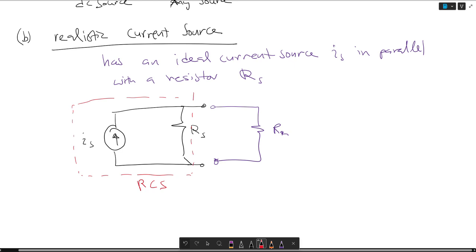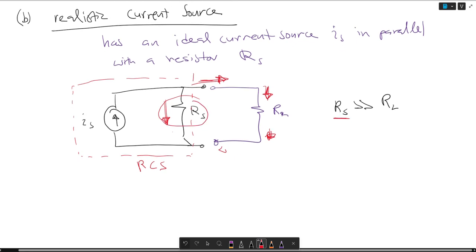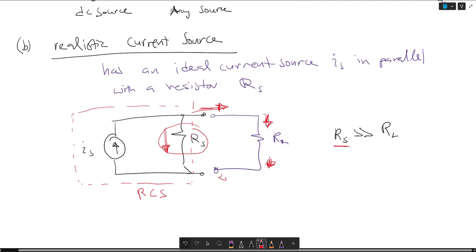And in this situation, RS is way bigger than RL, because we want all my current to flow in this path. If RS is extremely big, none of the current will want to flow there. If you remember our past examples of the highway versus the side streets, the current is going to want to flow here because there's a lot of traffic there. So this is what a realistic current source looks like.